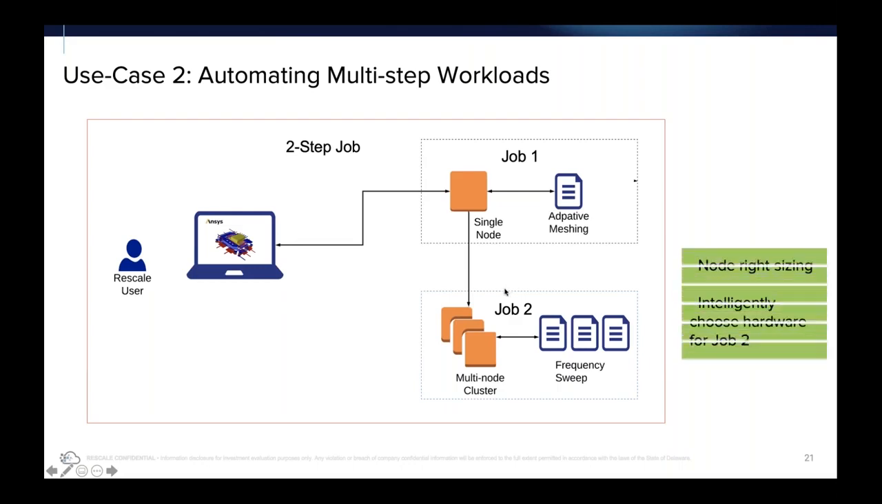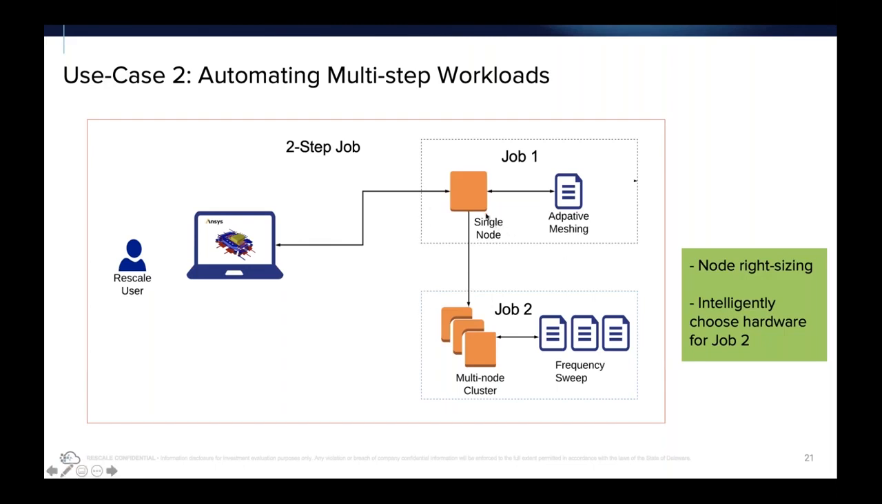The API script does 2 things here. The first thing is node right-sizing. For each job, we are deciding what the right node and resources required are. That's the first benefit. The second benefit is that the API script automatically handles all the job dependencies, right? You don't have to manually wait for your first job to complete and then go launch the second job. The script will automatically decide that, hey, this first job is completed, I'm going to start my second job.